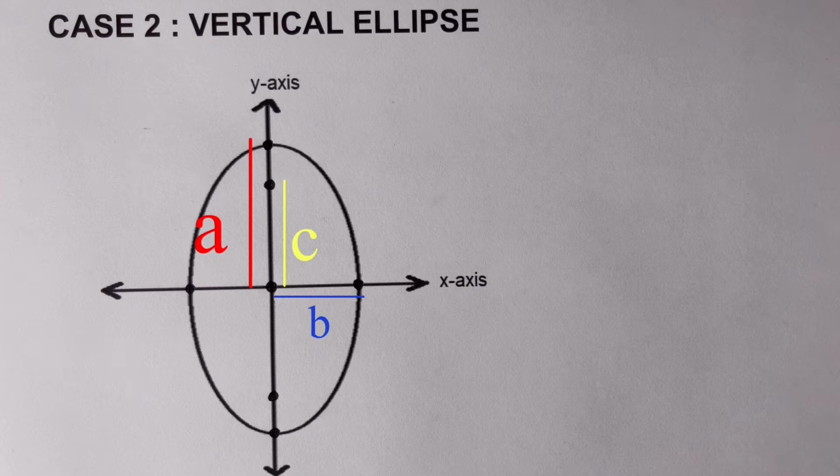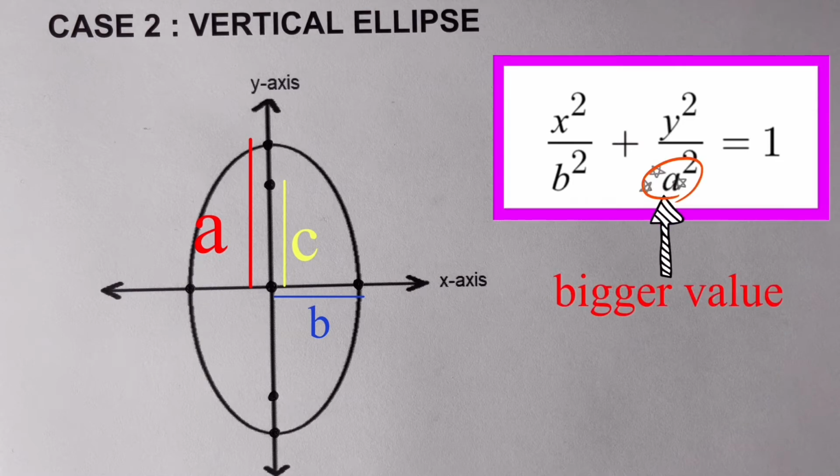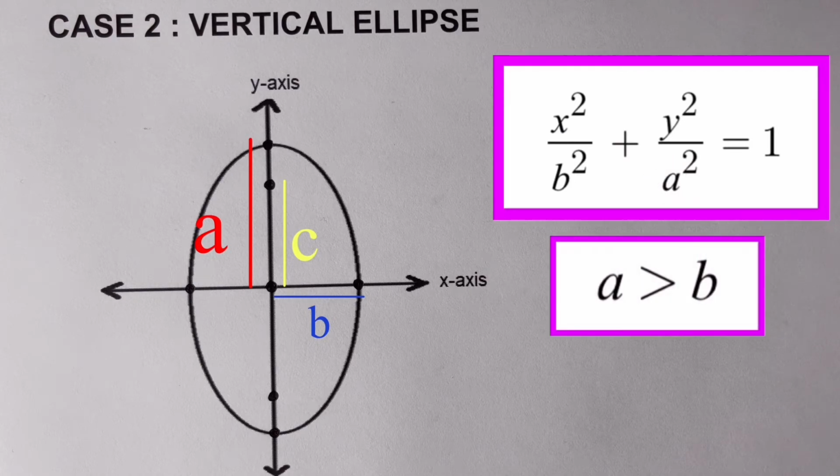Now, using these lengths A and B, we can therefore say that our equation for a vertical ellipse is x squared over b squared plus y squared over a squared is equal to 1. Notice that our a squared is under the y squared. This means that if the denominator under the y squared is bigger than the denominator under the x squared, we are able to get a vertical ellipse. And we also remember that, again, our A is always greater than B.